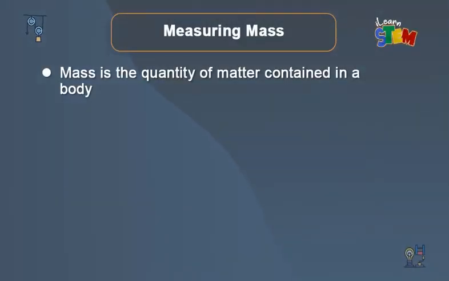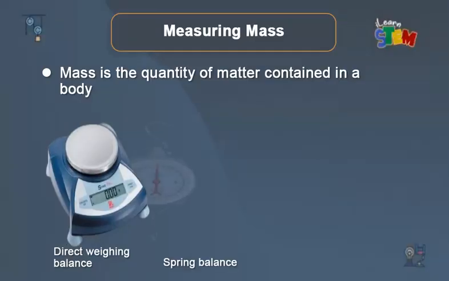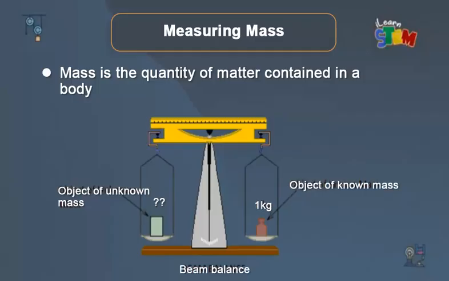Mass is the quantity of matter contained in a body. Again, the mass of a body can be measured with a balance. Now, we have various types of balance. For example, the direct weighing balance, the spring balance, the chemical balance, and the beam balance, etc. To measure with a beam balance, for example, you need a beam balance, the object to be measured, and lastly the standard mass. Now, you should understand that a standard mass is a known mass value used as a reference point to calibrate or compare the mass of an unknown object.